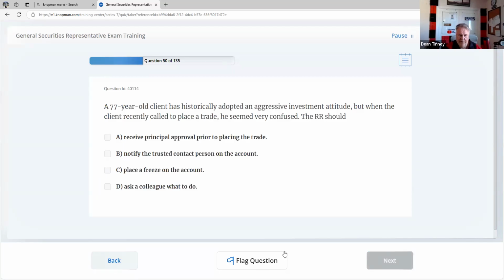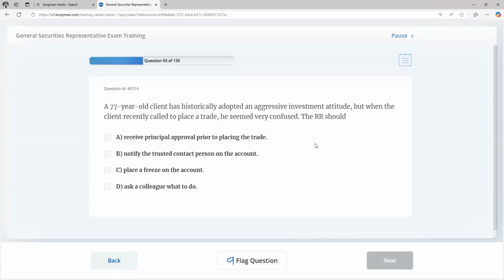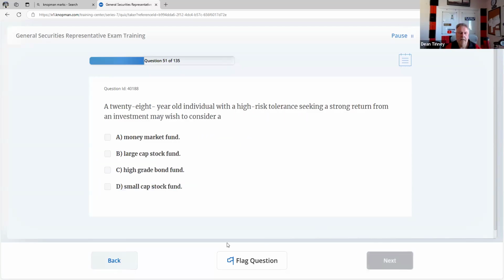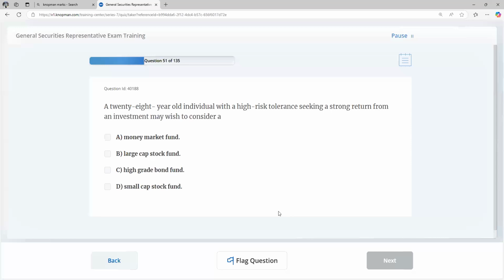A 77-year-old client has historically adopted an aggressive investment attitude, but when the client recently called to place a trade, he seemed very confused. The RR should notify the trusted contact person on the account. Yeah, and boom. A 28-year-old individual with a high risk tolerance seeking a strong return from investment may wish to consider. With a high risk tolerance, she wants a large cap stock fund.